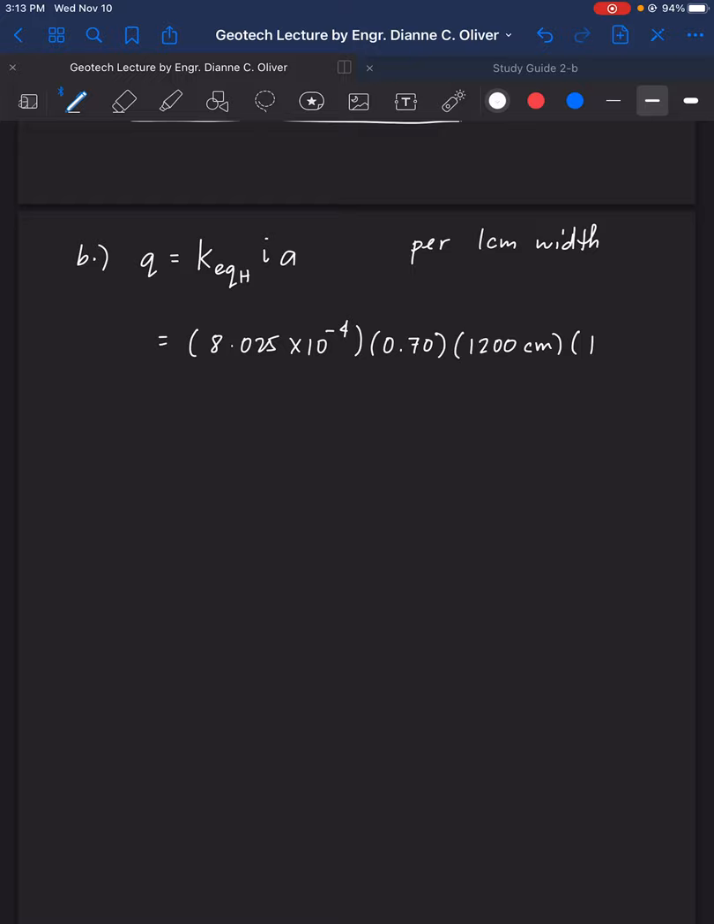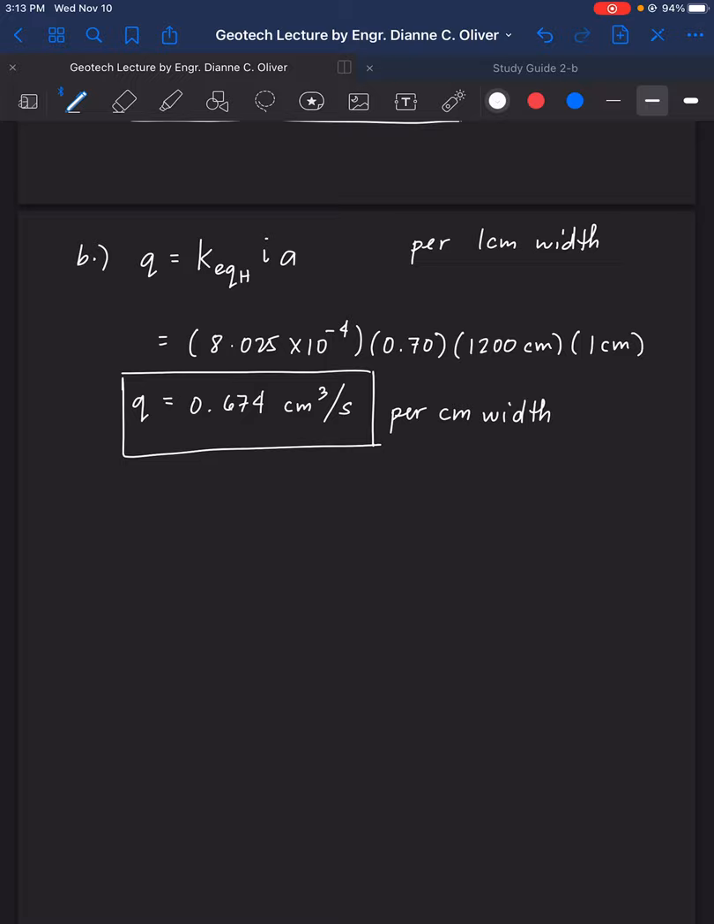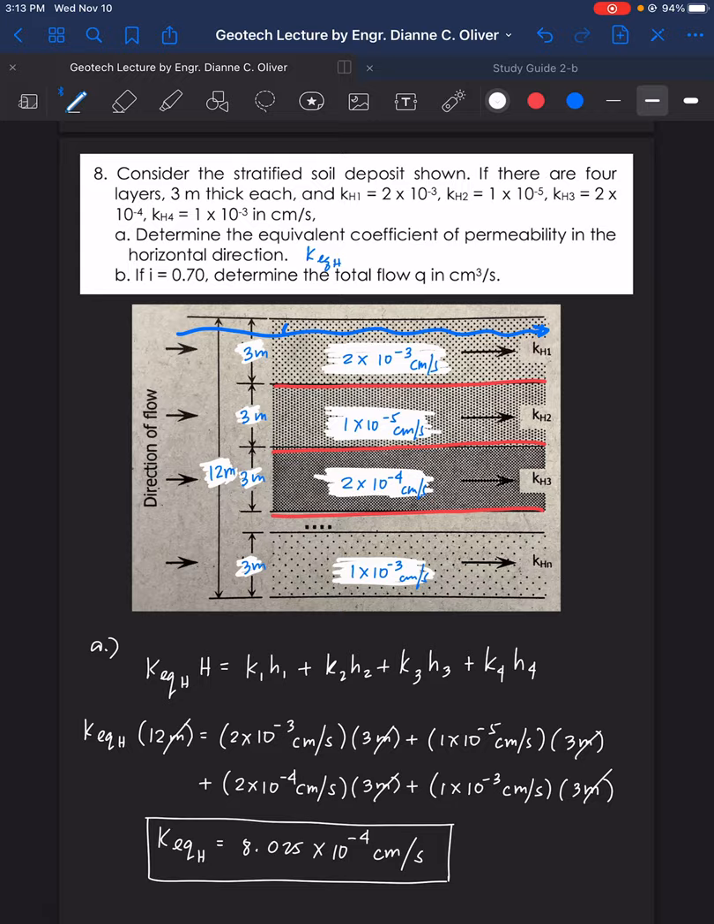So Q now is equal to 8.025 times 10 raised to negative 4 times 0.7 times 1,200. So the total flow here is 0.674 cubic centimeter per second per centimeter width. That's for number 8. Okay, so screenshot first.